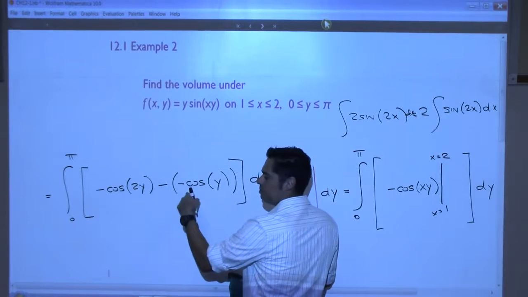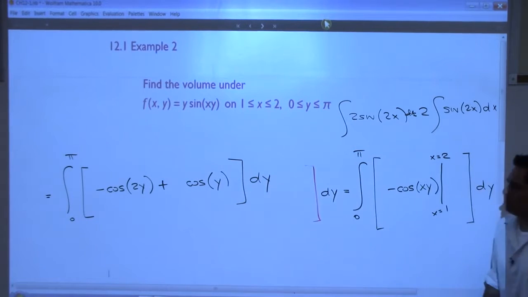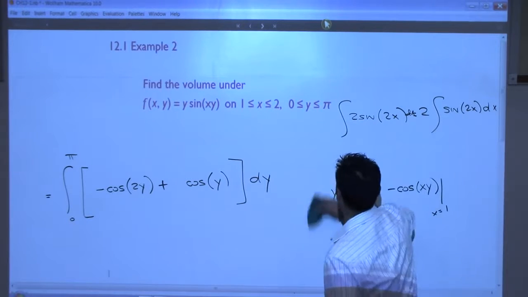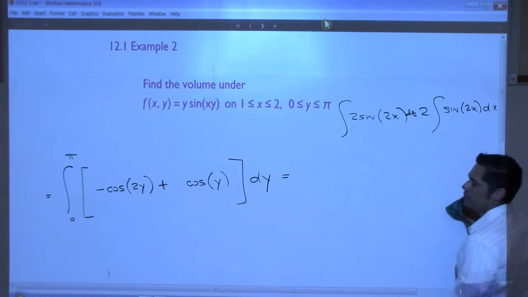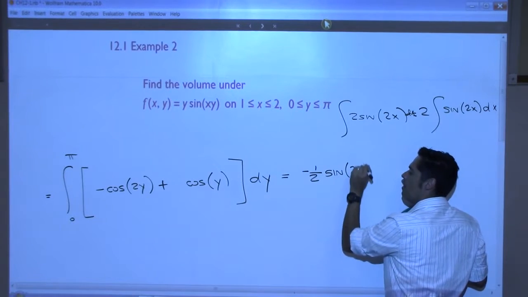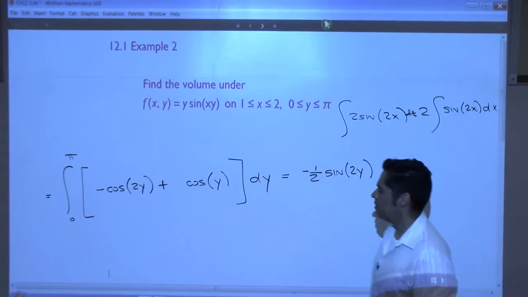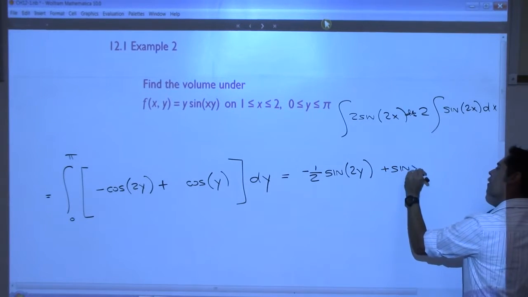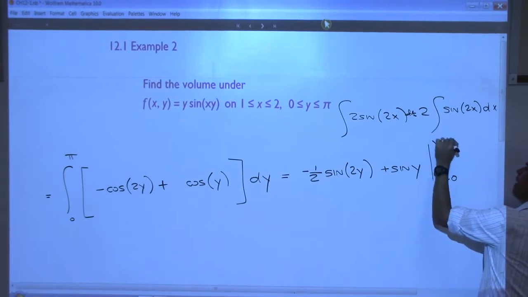This is just a plus, isn't it? Now you can integrate with respect to y. So what is the antiderivative of negative cosine 2y? Negative 1/2 sine 2y. You're probably going to have to brush up a little bit on your integration. I know it's been a while. Here, plus sine y, from y equals 0 to pi.